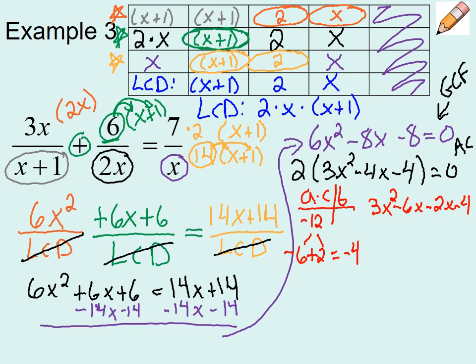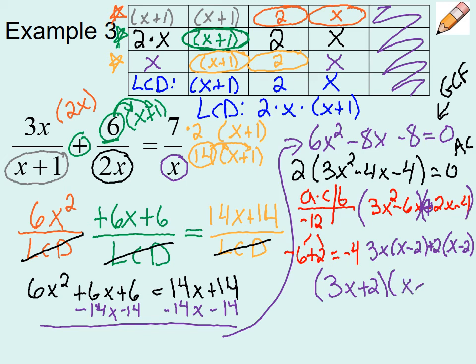Go ahead and group the first two together and the last two. My first two, I'm going to take out a 3x. So I'm left with x minus 2. My second one, this is negative, so I have to take out a negative 2. Oh, excuse me, this is a positive 2. I apologize, you guys. That should be a positive 2, so I'm taking out a positive 2. So I'm going to be left with x plus 2... I mean x minus 2. These are the same, so I'm going to write these both out. I have 3x plus 2 as one, and x minus 2 is my other one.